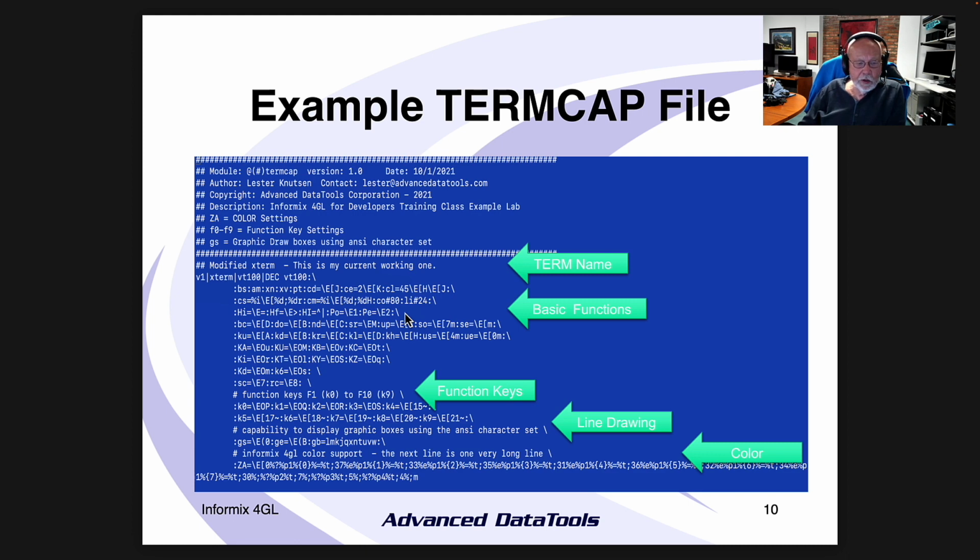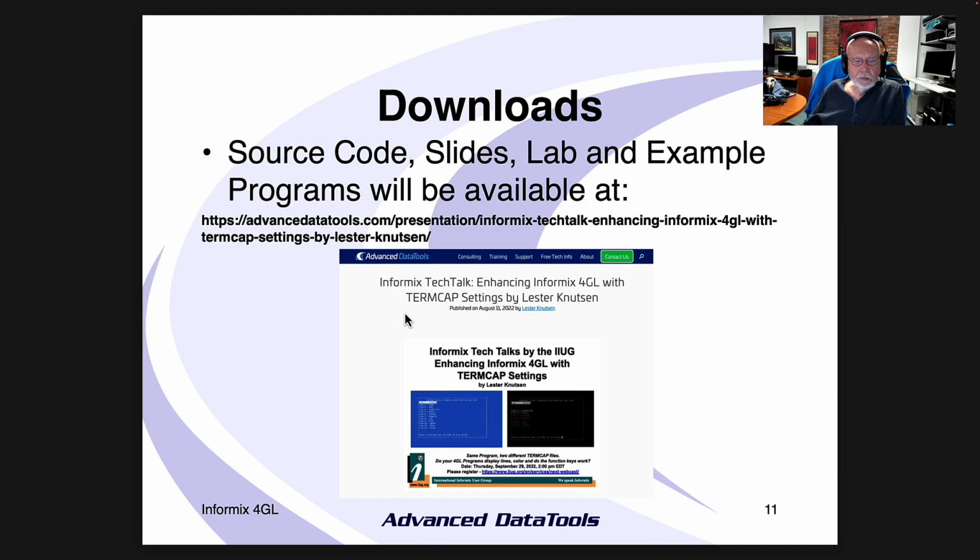Then we have the function keys, and function key F1 is K0, function key F2 is K1. A little bit confusing, but that's the way it's been from years ago. Then we have the graphic line drawing characters, and if they aren't there, it will use dashes to draw lines. And then we have color, and if colors are not there, it won't display anything in color. But this is just an example of a TermCap file for a 4GL program.